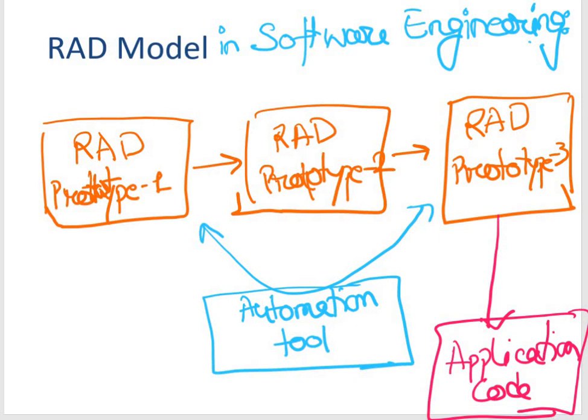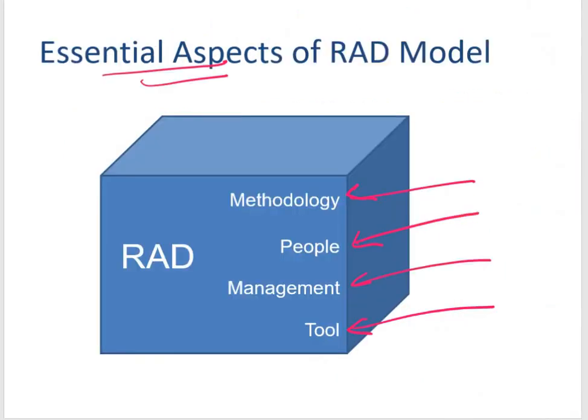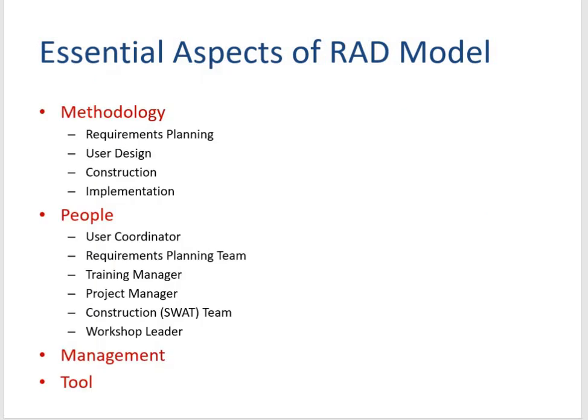So the focus is on the input, output, source and the destination of the information. Right. So once again, let's focus on the essential aspects. We talked about this. So when we talk about methodology, it means we are talking about your requirements. We're talking about requirements planning, user design, construction, and implementation.